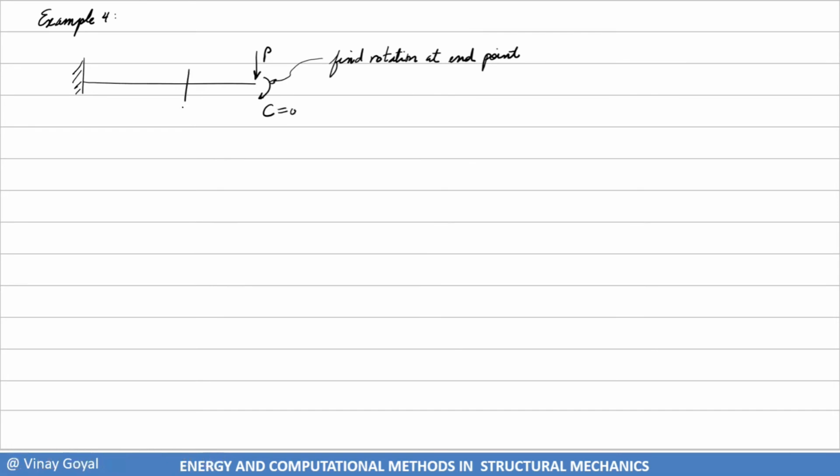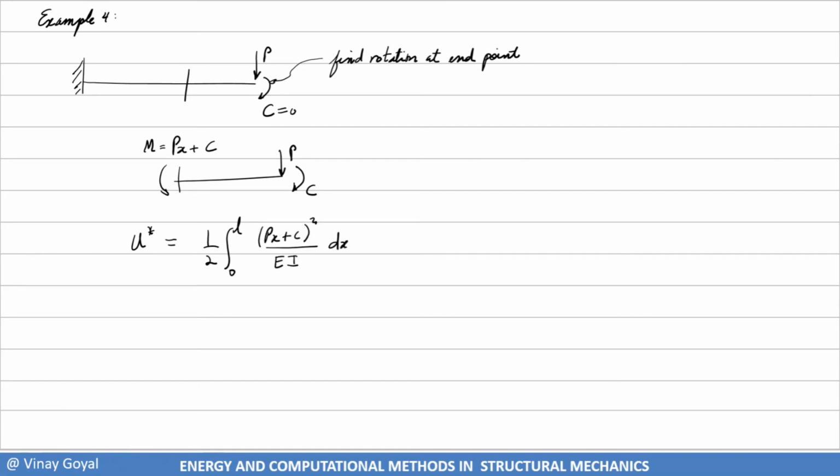And then do a cut here again. If I do a cut there, then this moment counteracts that, so that's Px plus C. And now U star is 1/2 integral 0 to L of (Px plus C) squared over EI dx. Take the partial of U star with respect to C, set C equals 0, and that will give you the rotation theta at the end. We're looking at that end.